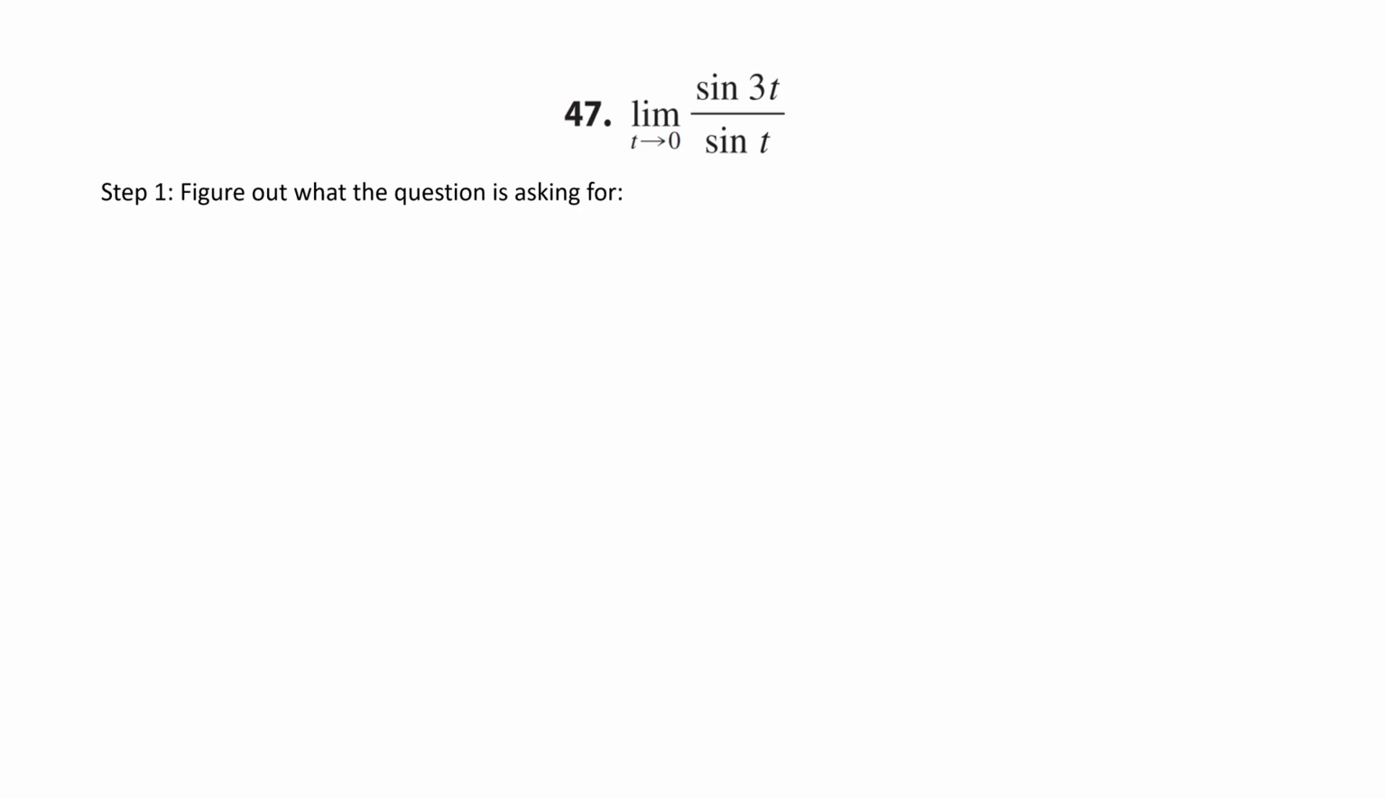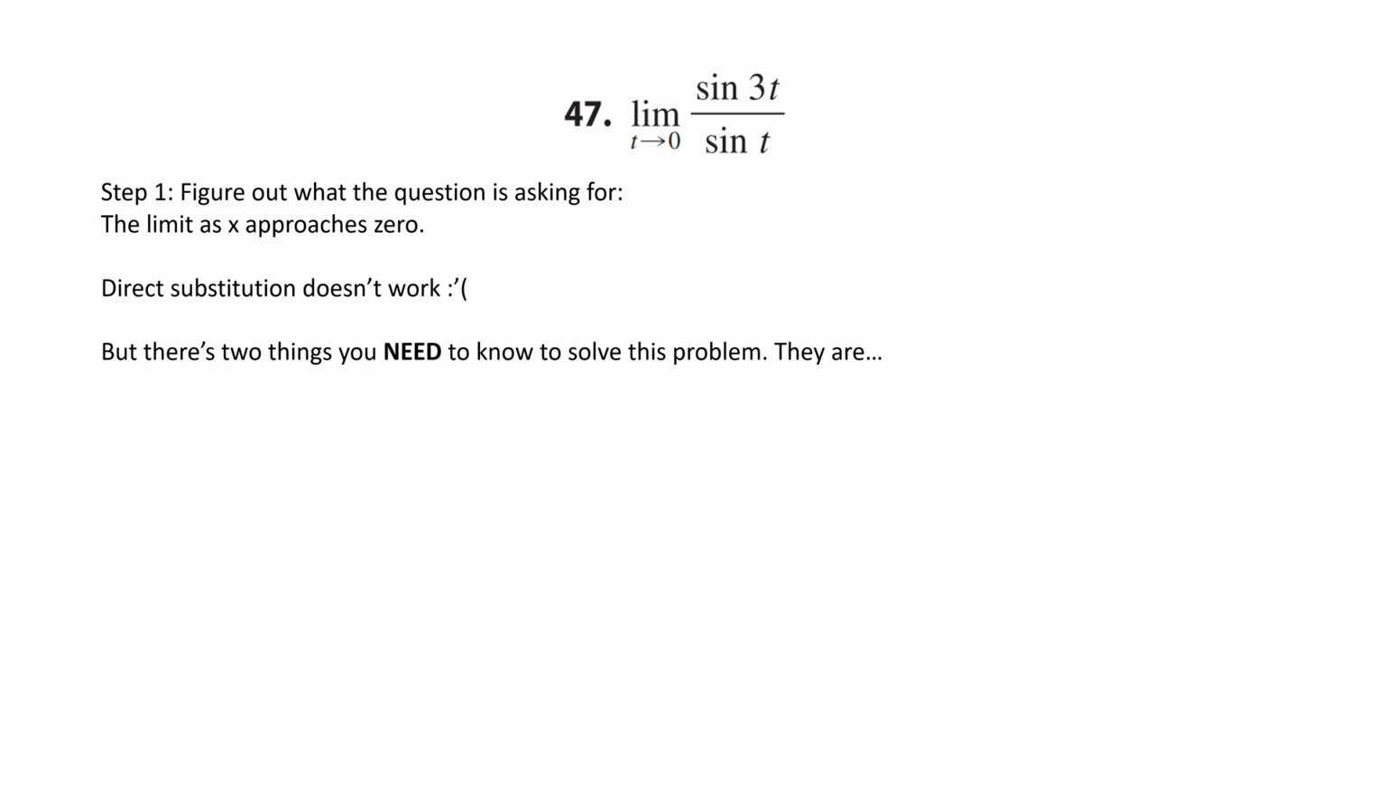There's two things you basically need to know. One of which is, well, what is it asking for? The first thing is it is asking for the limit as t approaches 0. A direct substitution doesn't work, you just get 0 over 0. So there's basically two tricks to solving this problem.